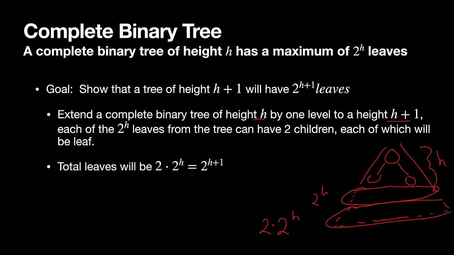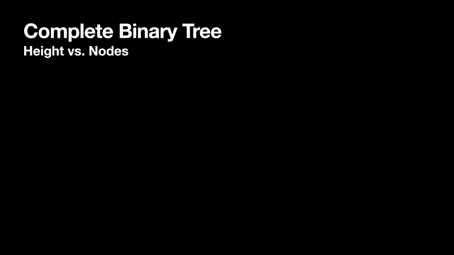So it's 2 times 2 to the h. Simplifying the equation there, we get 2 to the power of h plus 1. So essentially we've demonstrated by induction that if a tree of height h has 2 to the h leaves, then a tree of height h plus 1 is capable of having 2 to the power of h plus 1 leaves.